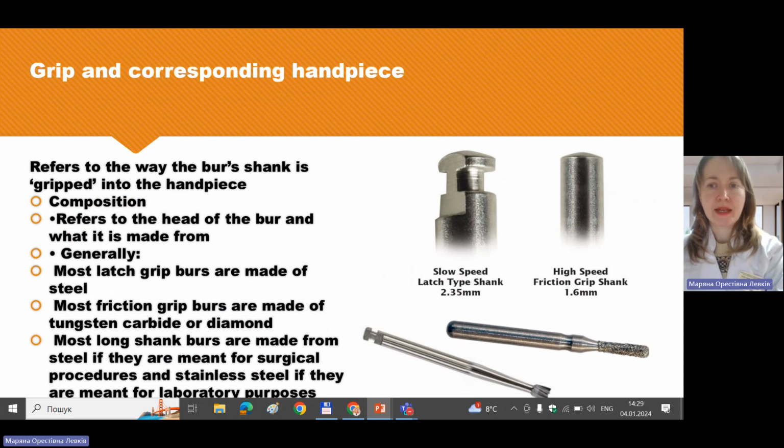A grip and corresponding handpiece refers to the way the burr's shank is gripped in the handpiece. So here we have a grip for high speed friction grip shank and slow speed ledge type shank. Here you can see burrs for the slow speed handpiece, for the high speed handpiece, and in magnification view, the grip that fits into the handpiece. Most ledge grip burrs are made of steel. Most friction grip burrs are made of tungsten carbide or diamond. Most long shank burrs are made from steel if they are meant for surgical procedures, and stainless steel if they are meant for laboratory purposes.